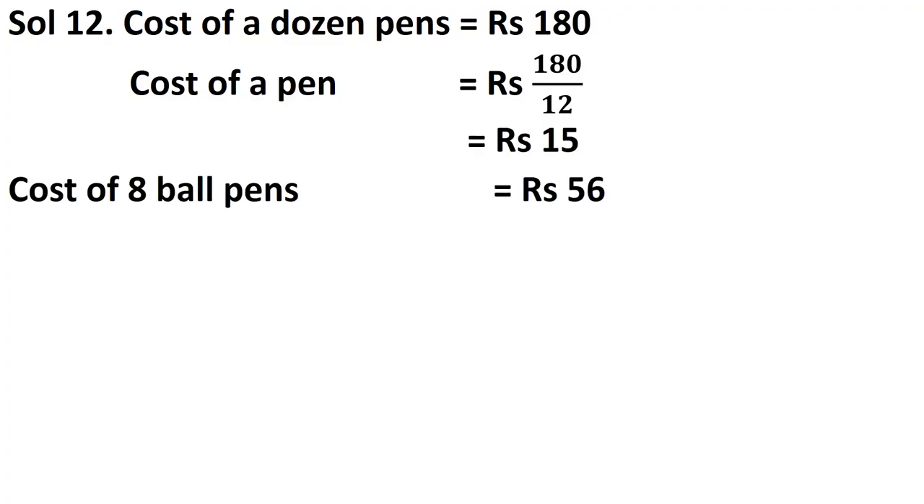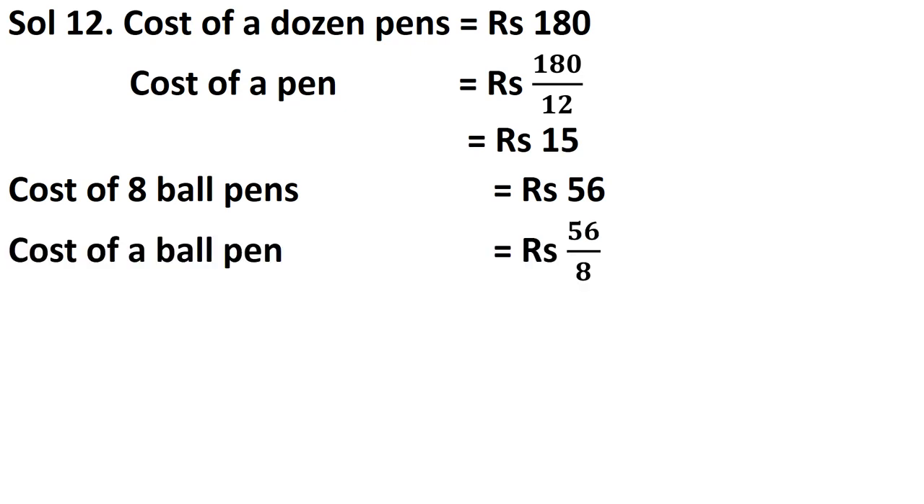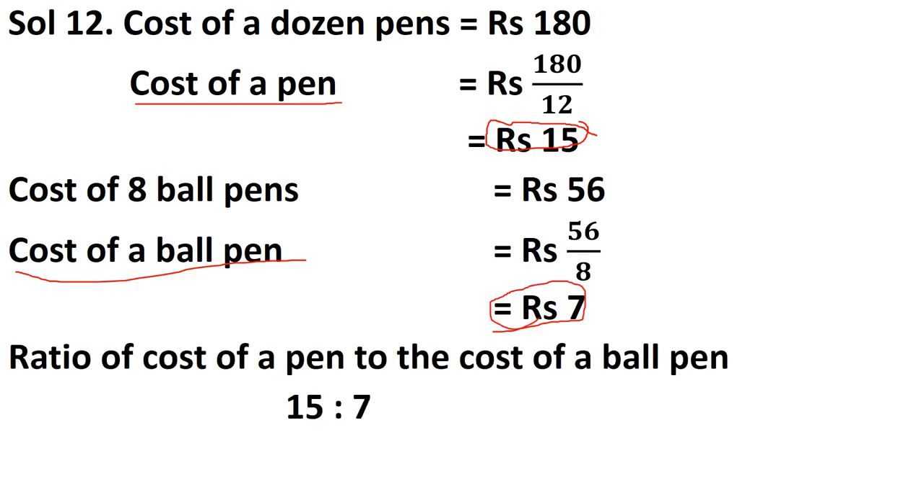Now it is given in the question, cost of 8 ball pens is rupees 56. Find out the cost of 1 by dividing 56 by 8. Answer is rupees 7. Now you have to find out the ratio between the cost of a pen and the cost of a ball pen. Cost of a pen is 15, and cost of a ball pen is rupees 7. So find out the ratio. It is 15 is to 7.